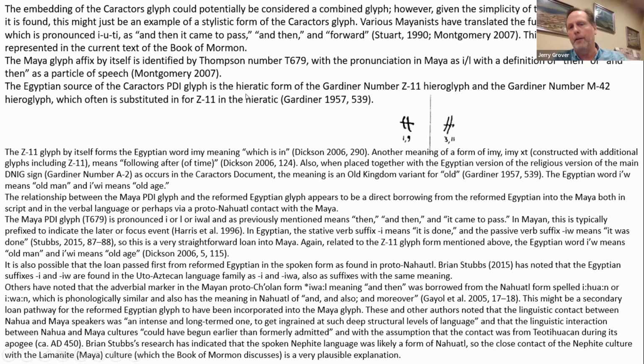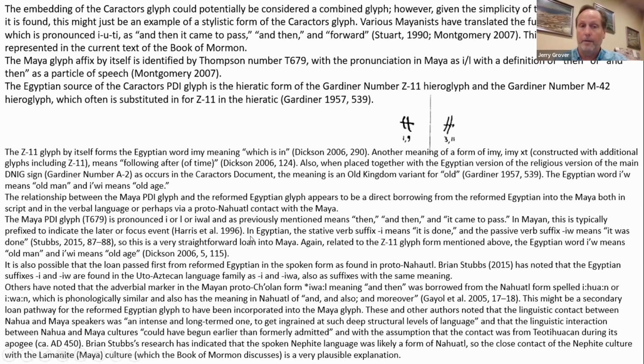And then in the Egyptian, looking for that in the Reformed Egyptian source, you have this in hieratic. It's basically the hieratic of the Z11 glyph, and it forms the word IMY, which means "which is in," or it can also mean "follow after," of time, old age. So it has a time relationship to it. And it actually does have some correlation phonetically. As I mentioned, it has the word I, and you also see the I in the Maya glyph is what's found in the Egyptian. And Brian Stubbs noticed this too.